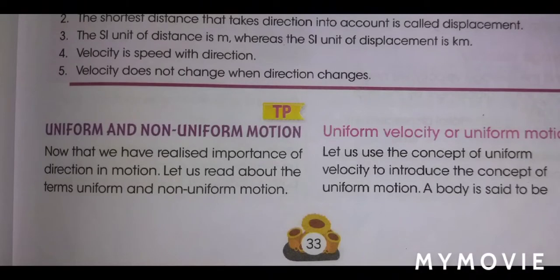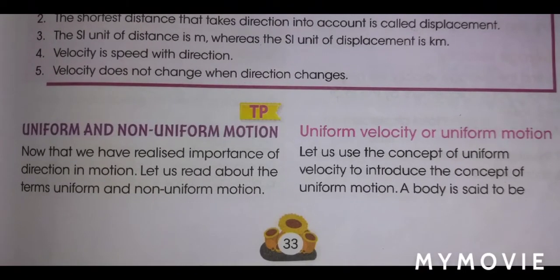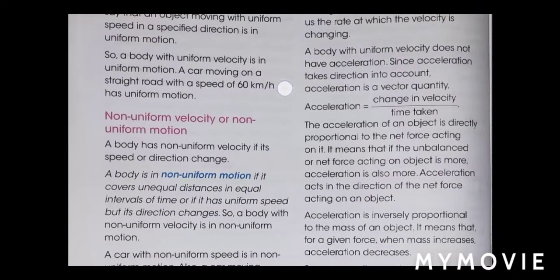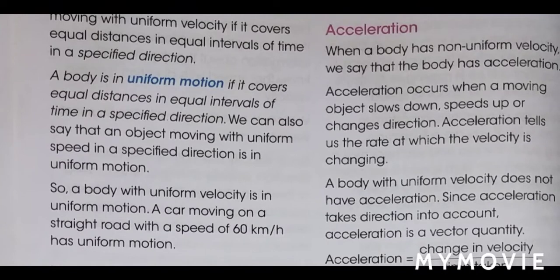A body is in uniform motion if it covers equal distances in equal intervals of time in a specified direction. That is, suppose a body covers 30 km in the first hour, again after 1 hour 30 km, again after 1 hour 30 km. That is, if a body covers 30 km per hour, we can say that body is having uniform motion.